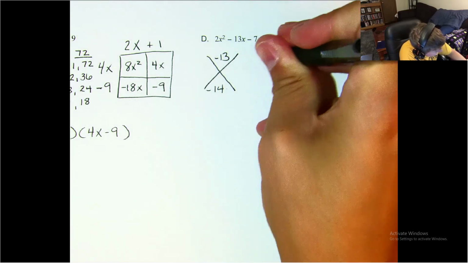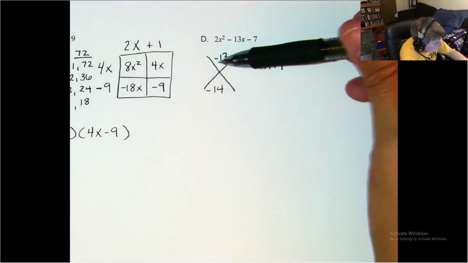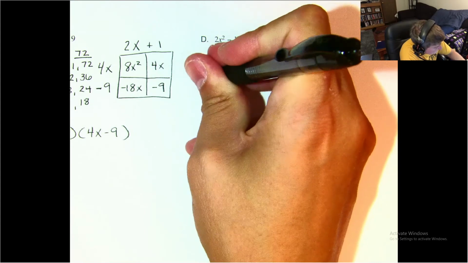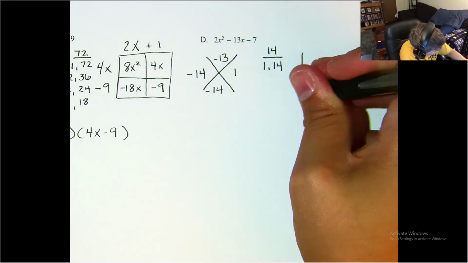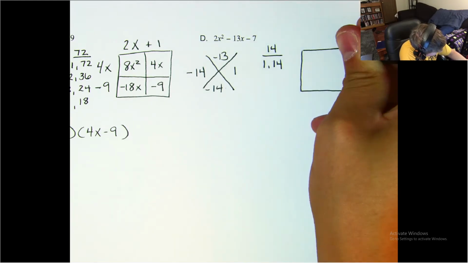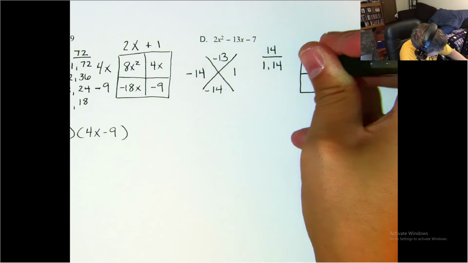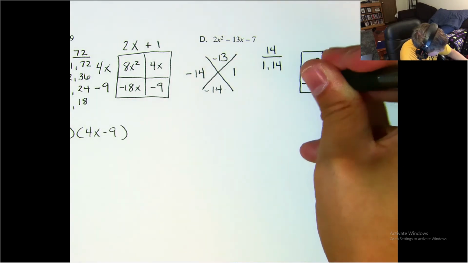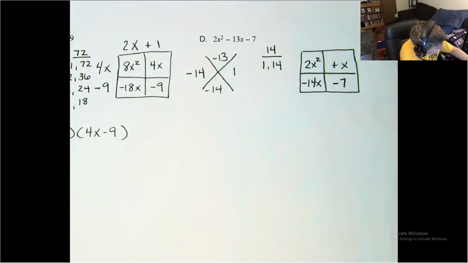So for 14, my first combination is 1 and 14. There is a way for me to get to negative 13 with this combination, when this is negative 14 and this is positive 1. This will be 2x squared. This will be negative 7. This will be negative 14x. This will be positive x, my bad.